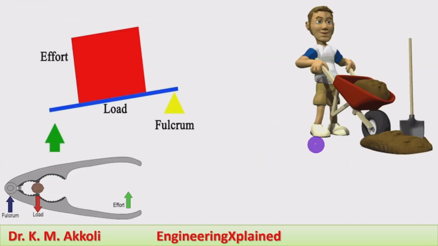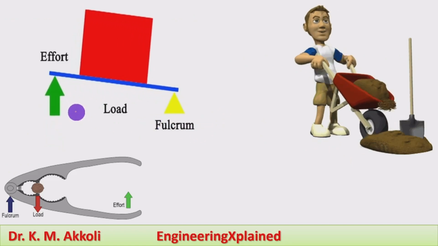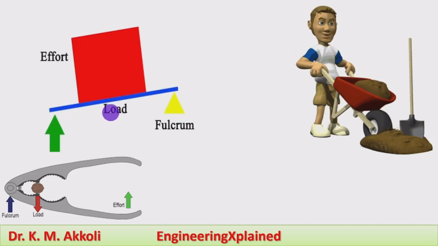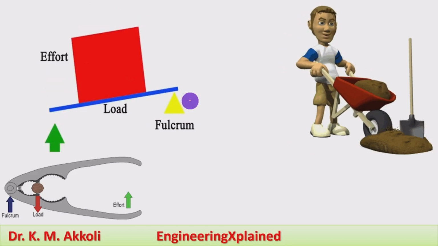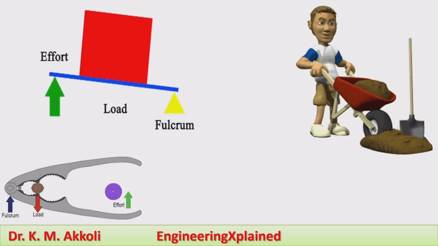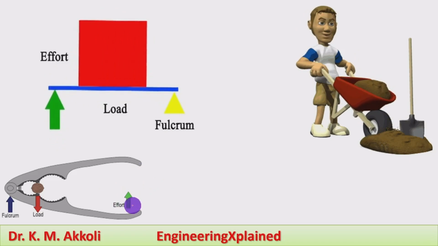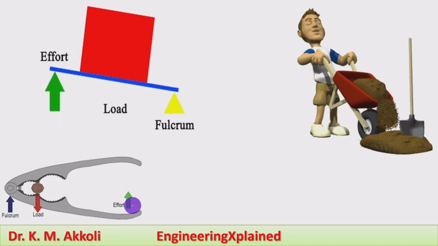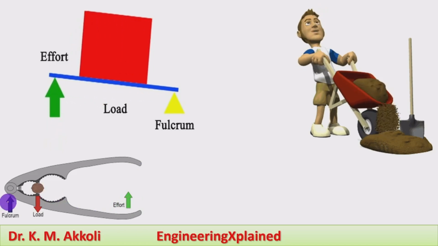The examples of the second class lever system: this is the animation of this second class lever system. The load is at the center, the effort is at one end, and at the other end there is a fulcrum or a hinge point. Here we can see a nut crusher, where effort is applied at one end, the load is taken at the center, and the fulcrum is at the other end.